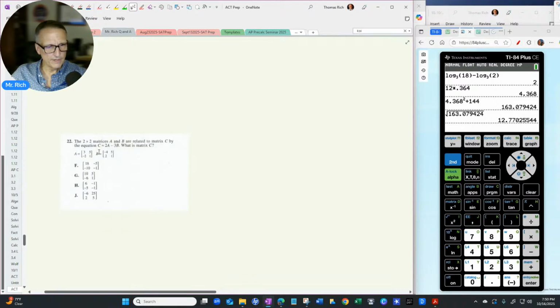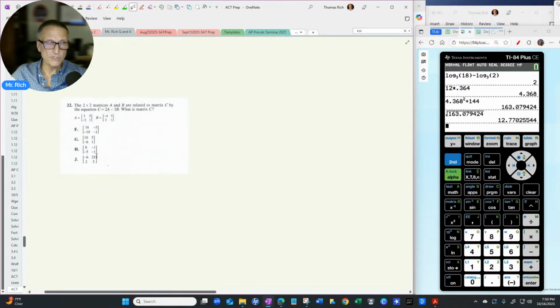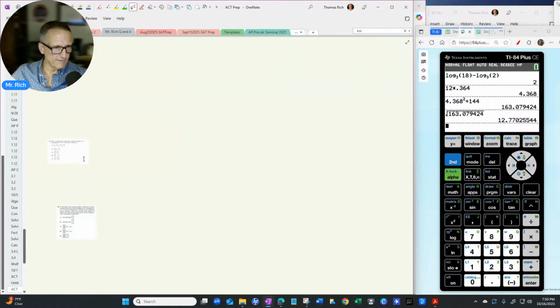All right, I think I've got enough. Yeah, so I wanted to cover matrices, a few things on matrices. Yeah, I've got a few matrix problems.